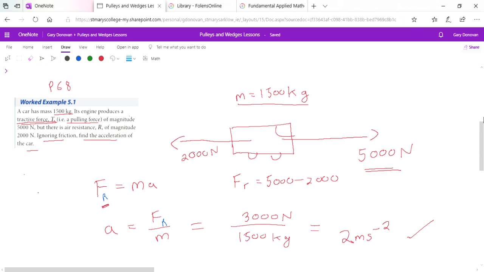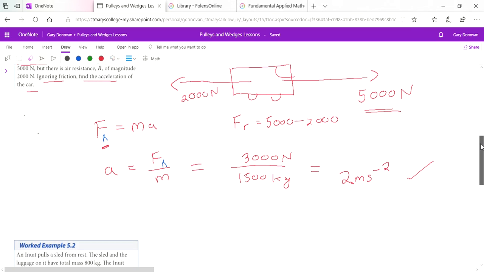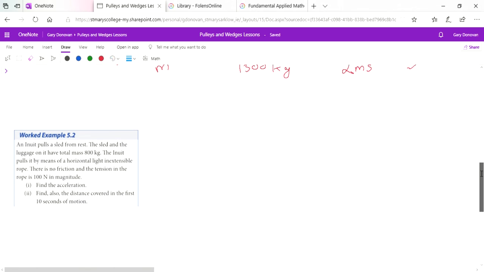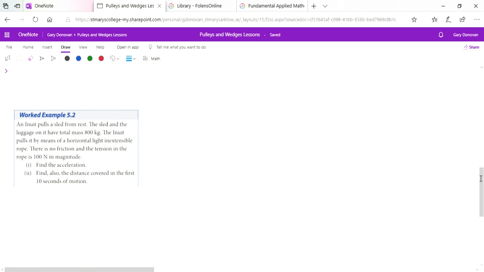Let's look at another example and let's see how these combine with the questions we've done from topic 1. So we have an Inuit pulls a sleigh from rest. So the sleigh isn't moving at the start. The sled and the luggage have a total mass of 800 kg. The Inuit pulls it by means of a light, horizontal, inextensible rope. There's no friction and the tension in the rope is 100. So we have our sleigh and the Inuit is pulling it with a force of 100 newtons. The sleigh and luggage has a mass of 800 kg.